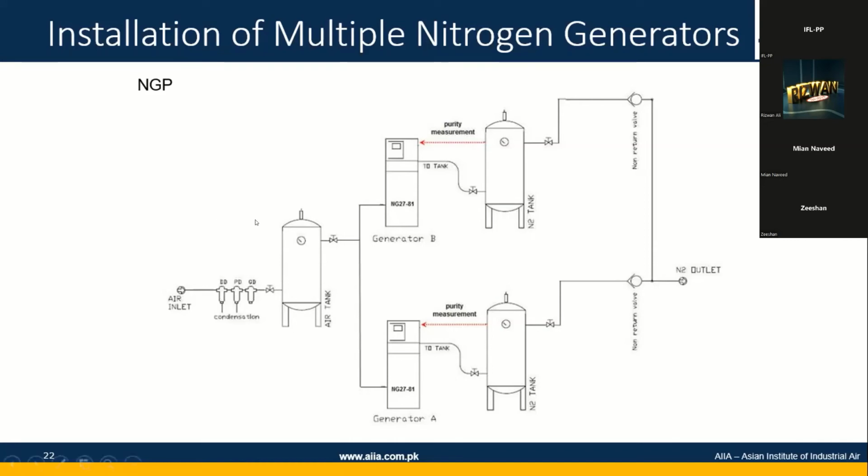From the two nitrogen generators, we receive nitrogen in two different tanks, tank A and tank B. And from tank A and tank B, there is one outlet point for the nitrogen. You can put two lines together, combine them, and open that line into one outlet. And from that outlet, you can use nitrogen directly in your application or wherever you want. So this is the diagram which shows how you install multiple nitrogen generators.